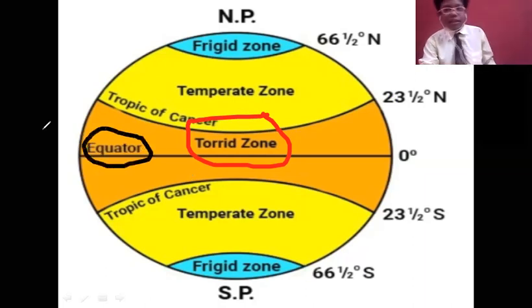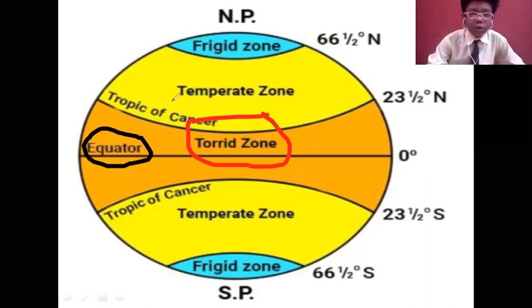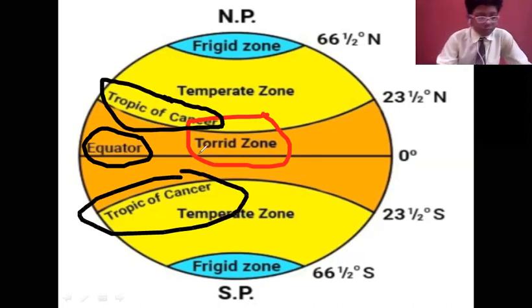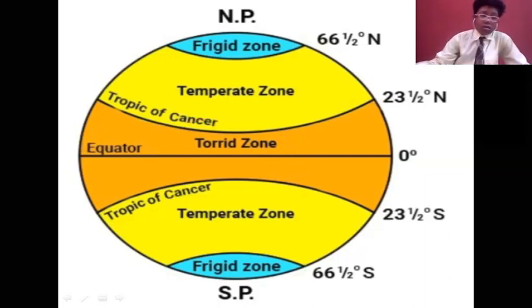The equator is an imaginary line that passes through the center of the Earth and divides the Earth into two parts. So the torrid zone lies between the equator and the two tropics, the Tropic of Cancer and the Tropic of Capricorn. It receives direct rays of the sun and experiences high temperature throughout the year. This belt is also called the tropical zone.